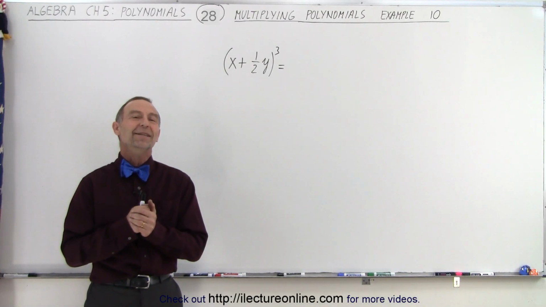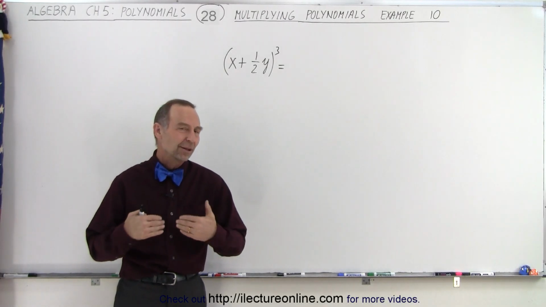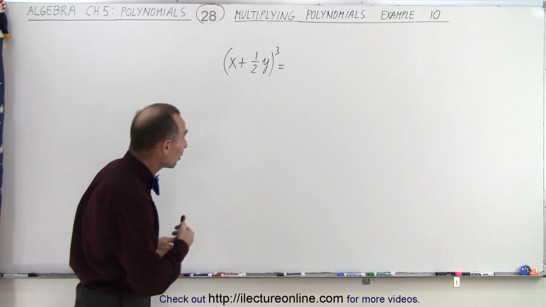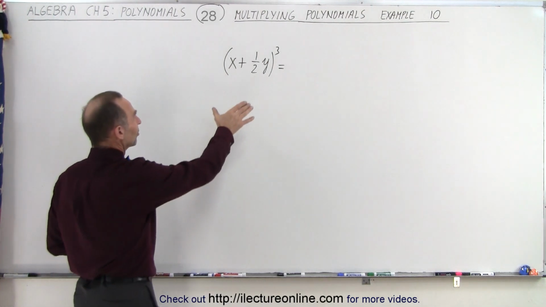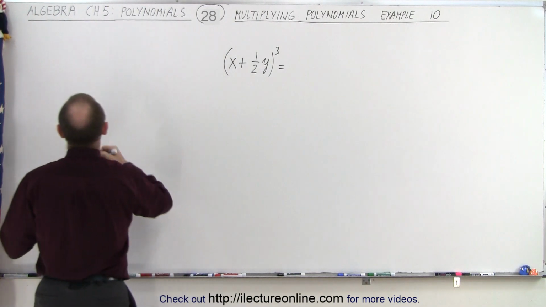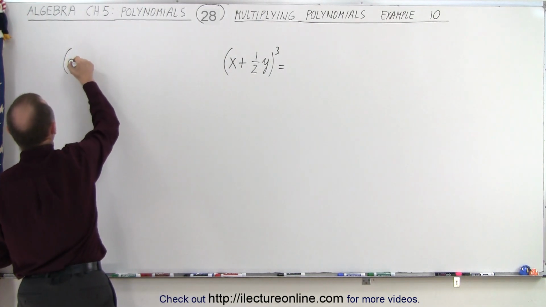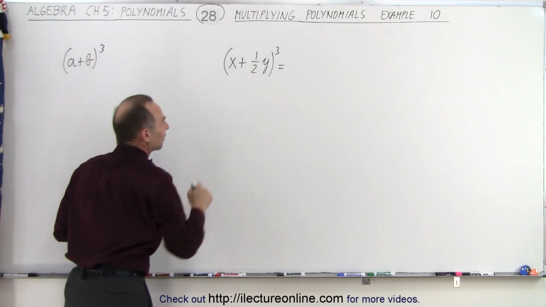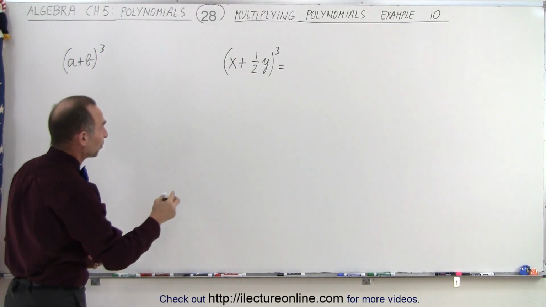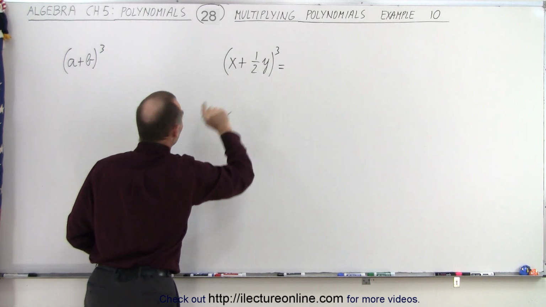Welcome to iLecture Online. Now we have some problems that are a little bit more challenging, so let's take a look at this one here. But right away we should recognize what this looks like. This looks like the typical form of a binomial cube, (a + b) cubed, and we shouldn't be afraid of that 1/2 in there, because that's part of that second term in this binomial.